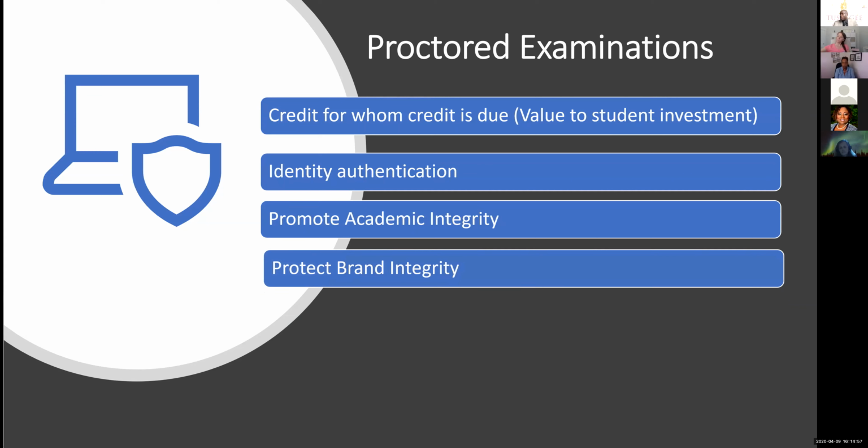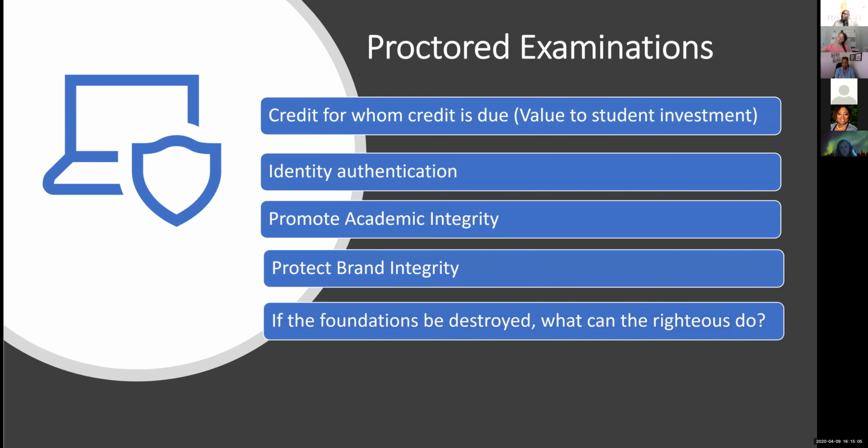The ultimate foundation of academic programs is academic integrity. So if that foundation is lost, like a popular book says, if the foundations be destroyed, what can the righteous do? If we lose the foundation of academic integrity, then our brand loses value, and the degrees that students obtain also lose value.